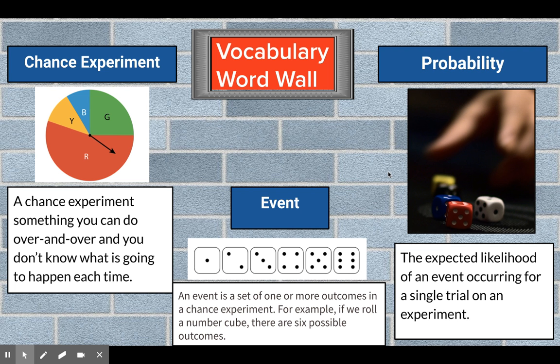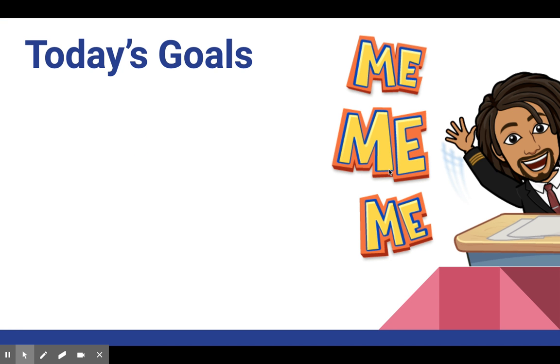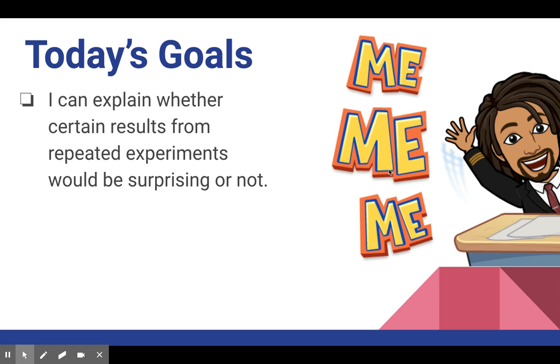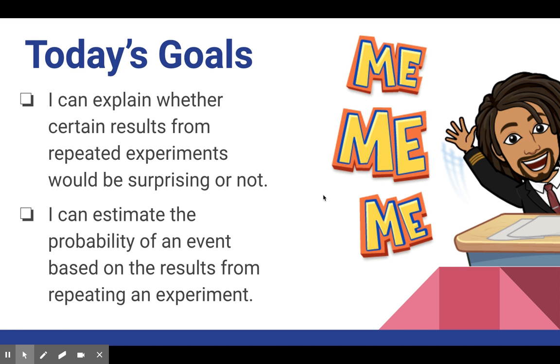Okay. And once again, we've talked about a chance experiment, we've talked about an event, and we've talked about probability. So here's another representation on our word wall for these words that we've already captured. And then let's go back to revisit our goals for today. Our goals were that we were supposed to be able to explain whether certain results from repeated experiments would be surprising or not, and that we can estimate the probability of an event based on the results from repeating an experiment.